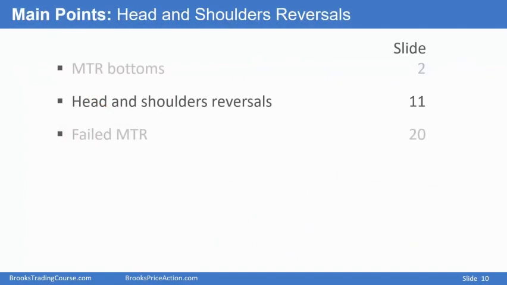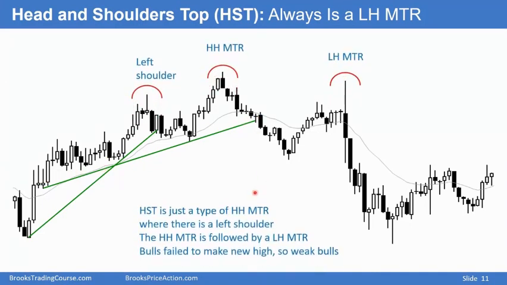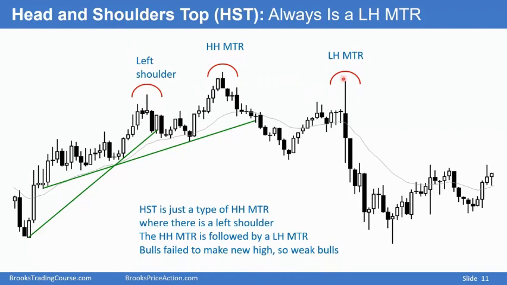I want to talk a little bit about head and shoulders patterns. We have a bull trend. I can draw a trend line. I can draw a trend line that way as well. And I have a lower high major trend reversal. Here I have a higher high major trend reversal. Every head and shoulders top is a higher high major trend reversal and then a lower high major trend reversal. It doesn't matter whether you call it a head and shoulders top or a major trend reversal, but anytime you see a head and shoulders top, you know there was a higher high major trend reversal and then a lower high major trend reversal.